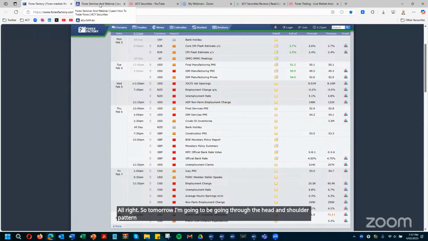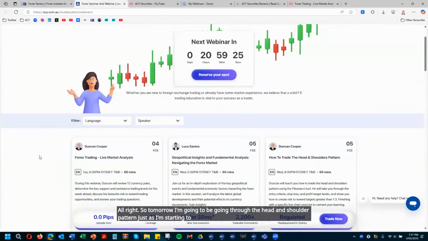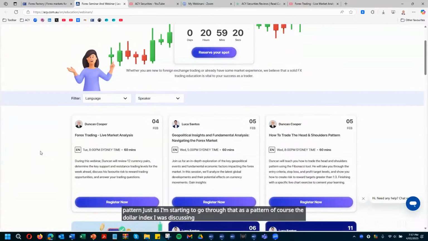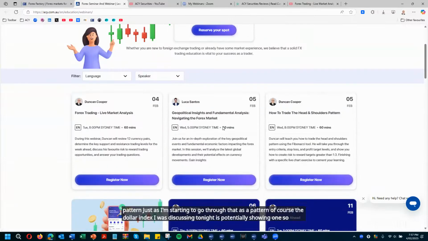Just as I'm starting to go through that as a pattern, of course, the dollar index I was discussing tonight is potentially showing one. So we'll have to wait and see where it runs out. So I'm going to go through the head and shoulder pattern tomorrow evening.